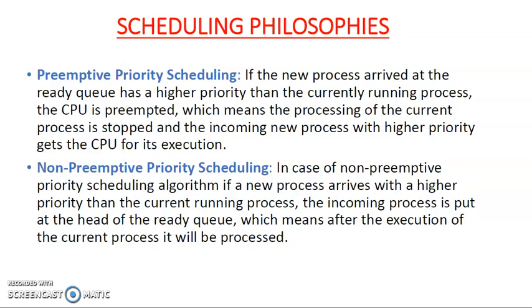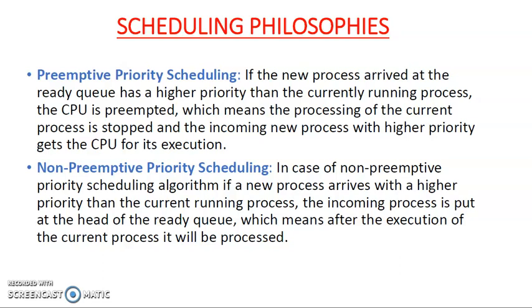But the non-preemptive priority scheduling is the opposite of preemptive. So what happens in non-preemptive priority scheduling? If a new process arrives with a higher priority, then the incoming process is put at the head of the ready queue. Okay, which means after the execution of the current process, it will be proceeded.